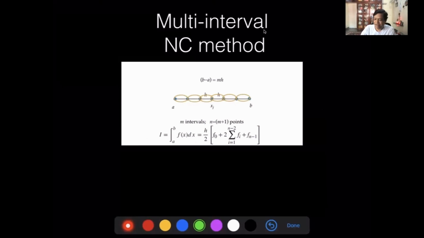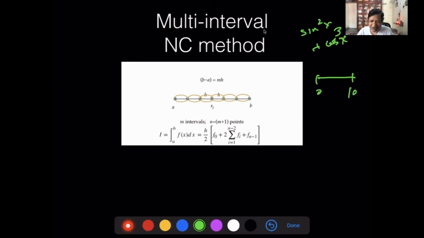Now, if you have a function which is quite long, let's say I want to compute sine square x plus cos cube x from 0 to 10. I cannot use the trapezoidal rule, because with 2 points too far away, the function is oscillating. So you can't use the trapezoidal rule or even Simpson's rule. The interval is too big.